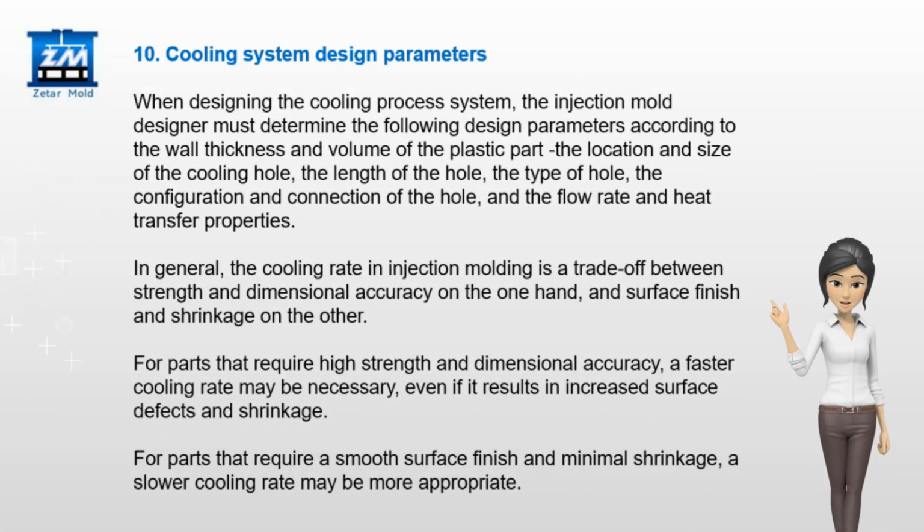Cooling system design parameters. When designing the cooling system, the injection mold designer must determine the following design parameters according to the wall thickness and volume of the plastic part: the location and size of the cooling hole, the length of the hole, the type of hole, the configuration and connection of the hole, and the flow rate and heat transfer properties. In general, the cooling rate in injection molding is a trade-off between strength and dimensional accuracy on the one hand, and surface finish and shrinkage on the other.